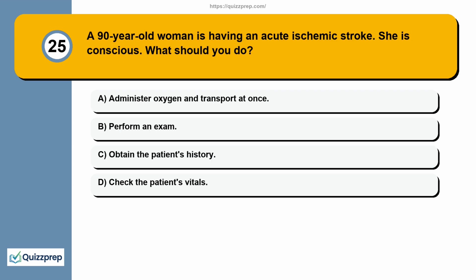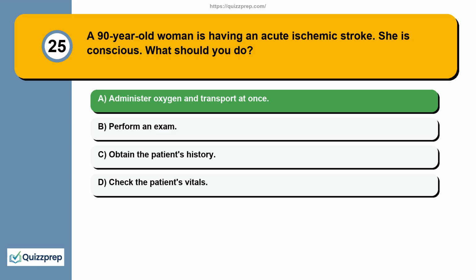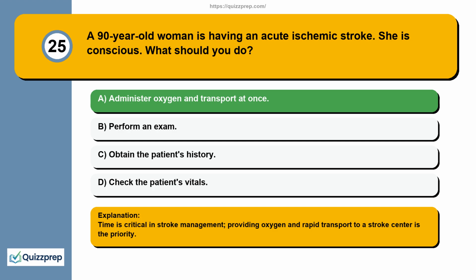Question 25. A 90-year-old woman is having an acute ischemic stroke. She is conscious. What should you do? Administer oxygen and transport at once. Perform an exam. Obtain the patient's history. Check the patient's vitals. Time is critical in stroke management. Providing oxygen and rapid transport to a stroke center is the priority.